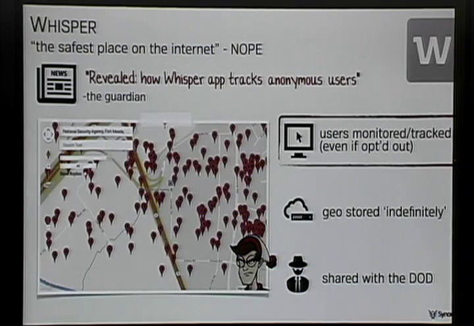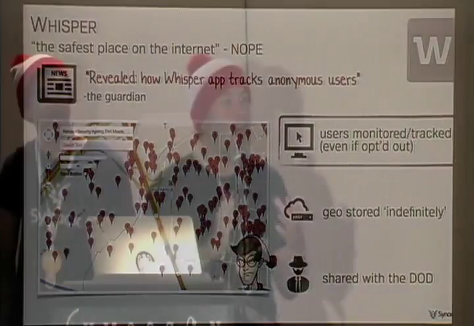Whisper is a secret sharing app that claimed to be the safest place on the internet. Now, it had a UI bug or feature where, even if the user opted out of sharing their location, this information was still sent to the app developer's servers, the API endpoints, and then according to The Guardian, this was shared with a bunch of people, including the DoD. So this is an example of a UI bug where the user might say, I turned off location sharing, why is it still sending? And Whisper might be like, well, we're not sharing it with other users, but we are just sharing it with the DoD.